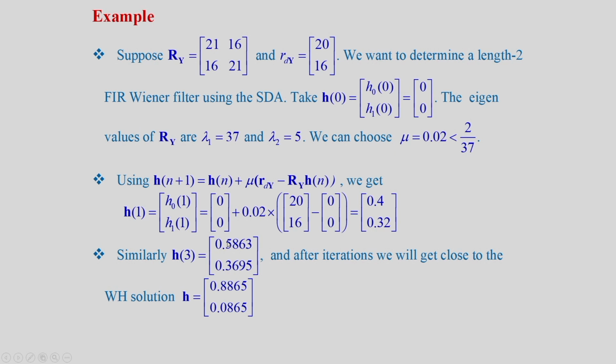Similarly, after 3 iterations, we will get the h3 vector equal to 0.5863 and 0.3695, meaning that h0 of 3 will be 0.5863 and h1 of 3 will be 0.3695. In this way, we can continue, and after a number of iterations, we will get close to the Wiener-Hopf solution, which is given by h equal to 0.8865, 0.0865. This is the solution which we can get by direct matrix inversion.